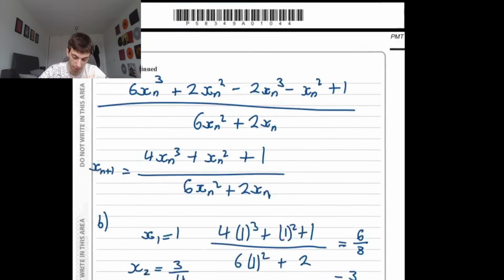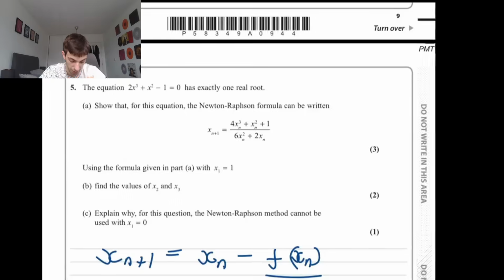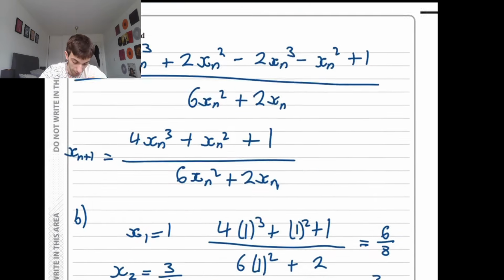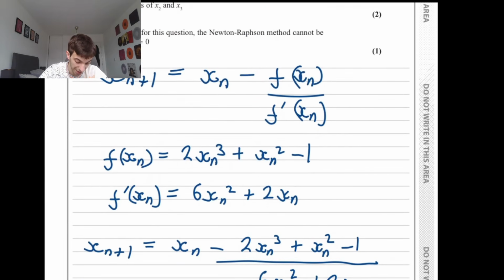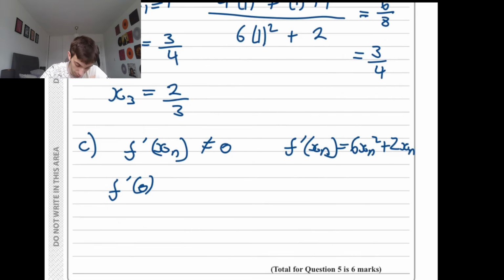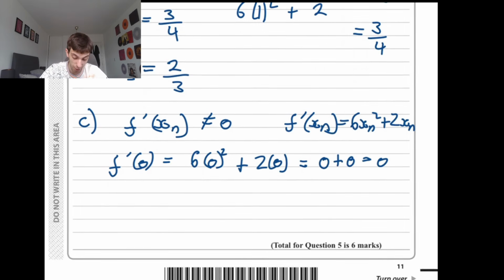Moving on to part C. What do they want? Explain why, for this question, the Newton-Raphson method cannot be used with x1 equals 0. So the key thing is, when using the Newton-Raphson method, f dash of xn cannot be equal to 0. So let's check that. If we have f dash of 0, going back to f dash of xn, which we had to be 6xn squared plus 2xn. So quickly writing that up here, we had f dash of xn equal to 6xn squared plus 2 times xn. We can see f dash of 0 will be 6 times 0 squared plus 2 times 0. So that's going to be equal to 0 plus 0, which equals 0. So f dash of 0 does indeed equal 0.